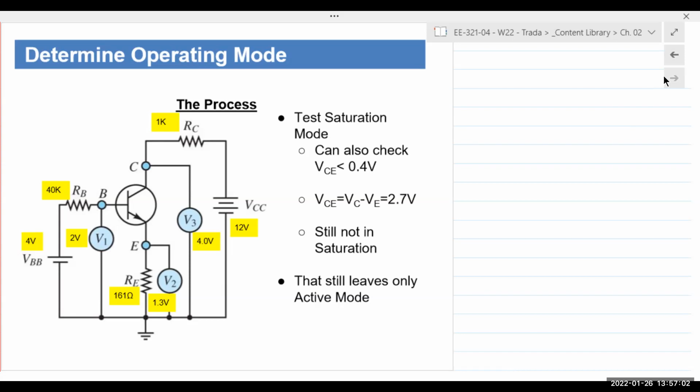So we can check if the voltage between the collector and emitter is less than 0.4. That's another way of verifying saturation mode. It's not. It's 4 volts right here, and 1.3, so it's 2.7 volts. So from that also, we can say that it is not in saturation. We already eliminated saturation previously, but this is just a verification or an alternative, if you will. So if it's not in saturation, then it's in active mode, right?